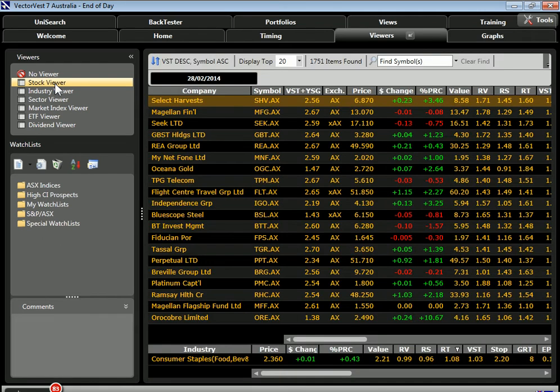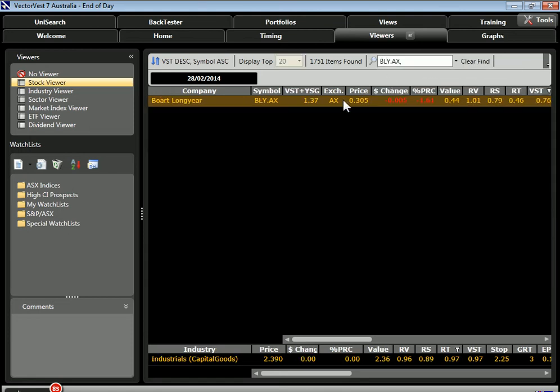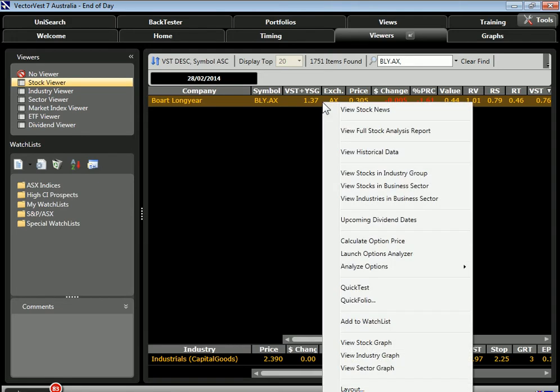Now to really hit the message home, I've got a few stocks in mind that are heavily traded S&P ASX 200 caliber stocks. First one we'll take a look at is BLY. Here we have BLY. So the first thing I want to do is just open up a stock graph. Easy way to do that, just simply right click on the stock and move right on down to View Stock Graph.